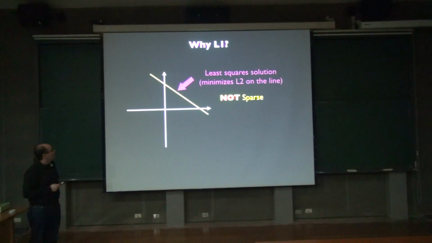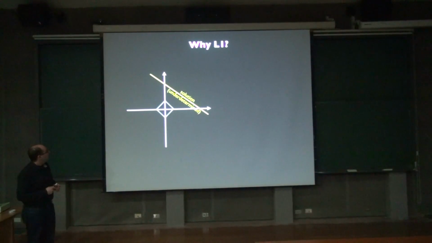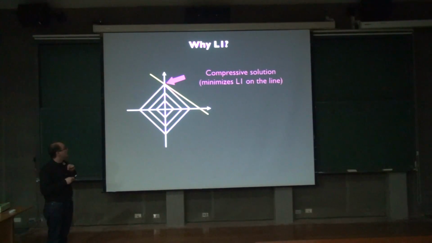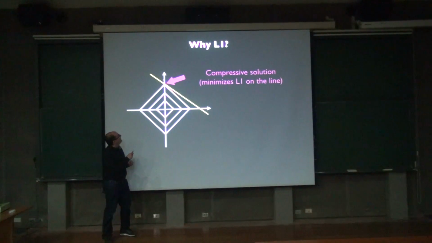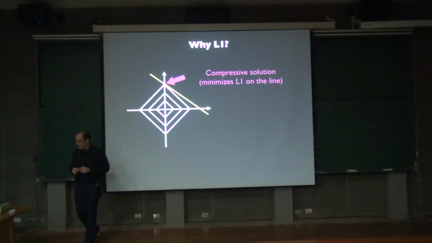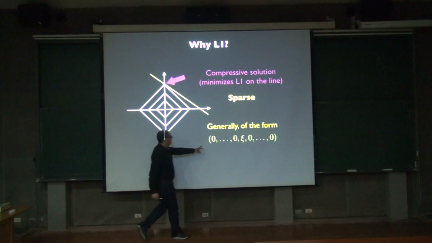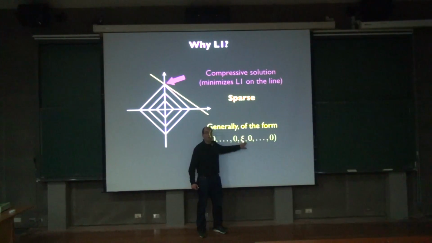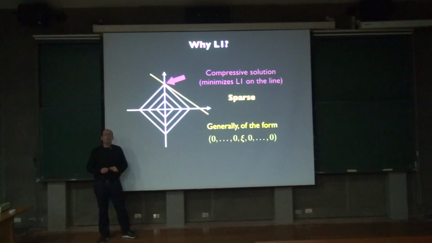On the other hand, let me try to minimize L1. If I minimize L1, the minimum L1 energy surfaces look like diamonds. And you can see that the diamond will touch the line at one of the axes. So if I do this kind of minimization, the solutions that I tend to produce will have a lot of zeros, one or a few non-zero elements in high dimensions, and all zeros again. This is what we call a sparse solution.